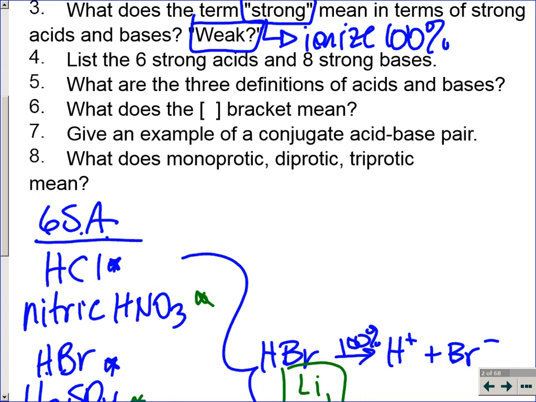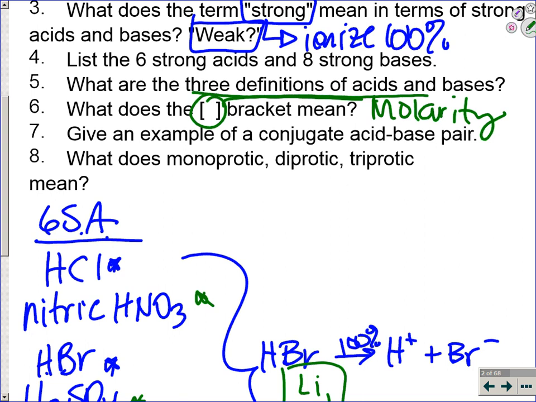I don't know if I actually specified this out loud on the notes. Bracket means molarity, so it means concentration. If I ever put a bracket, it means I'm just looking for the concentration of that particular ion or acid or base or whatever we're talking about. There are 3 definitions of acids and bases.